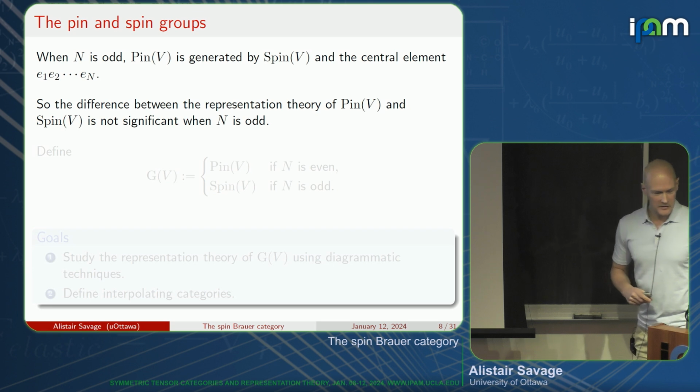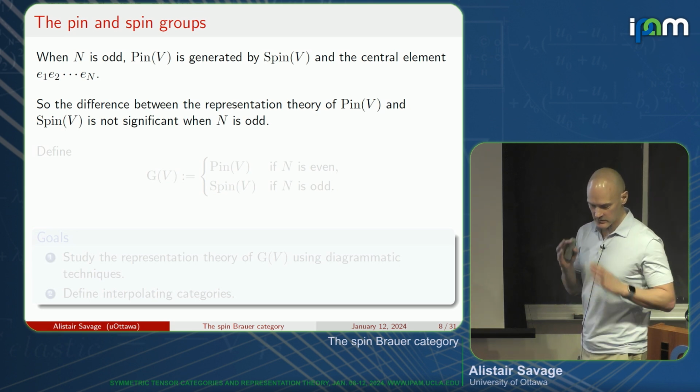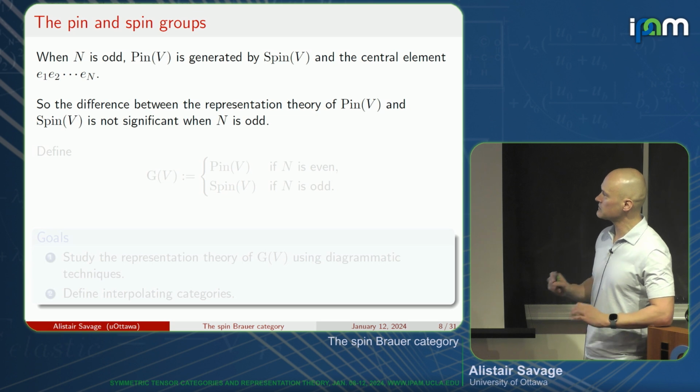Okay, so sometimes I'm going to want to consider the pin group, and sometimes I'm going to want to consider the spin group, right? Because the results are sort of cleanest to state if you split into 2 cases. And let me justify why I can do this.